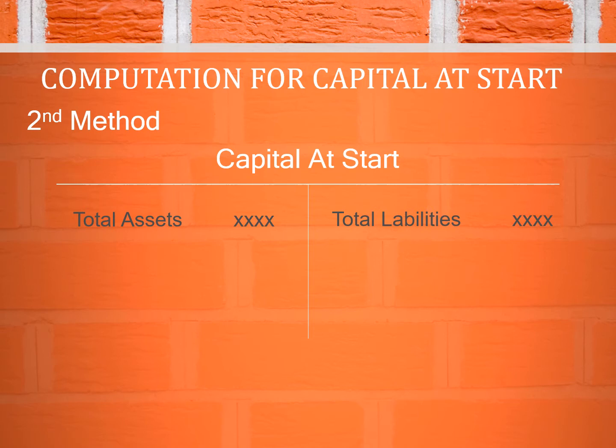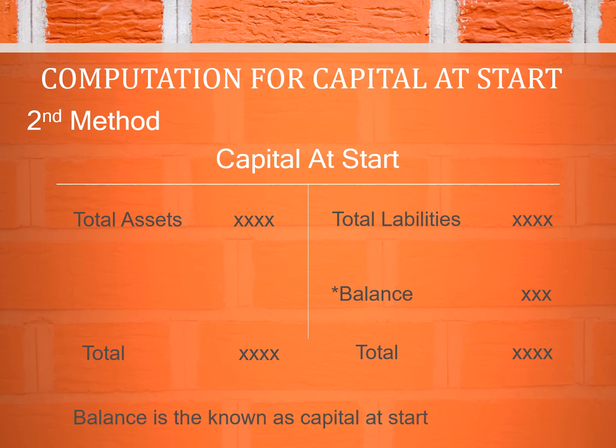As we know, in preparing T accounts, the debit side and the credit side should be balanced. So we find the total of both sides. The difference is recorded on the credit side, because whenever capital increases, it is always recorded on the credit side. So we can call it the difference between total assets and total liabilities. With the help of the T account, we find that the balance is known as capital at start.